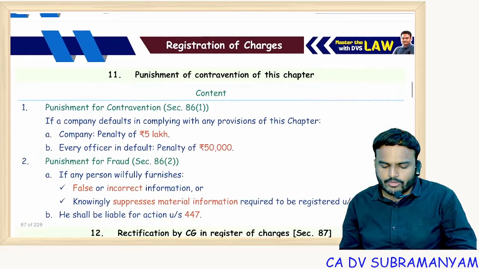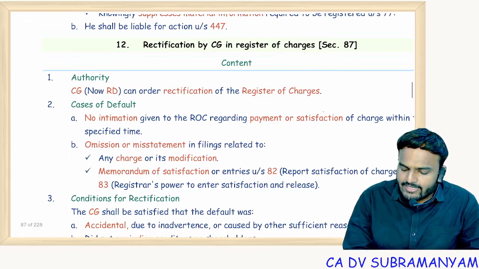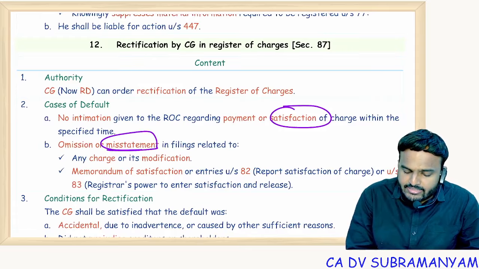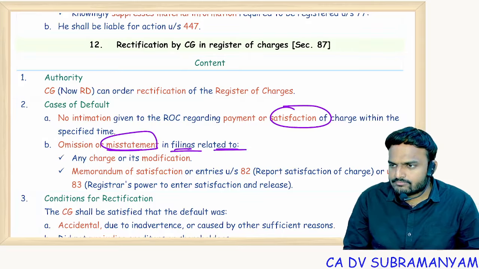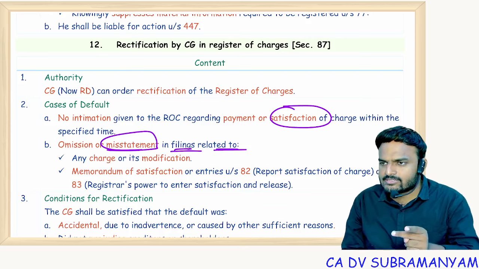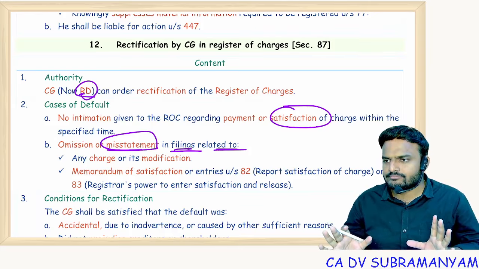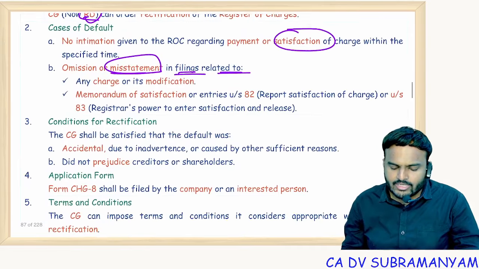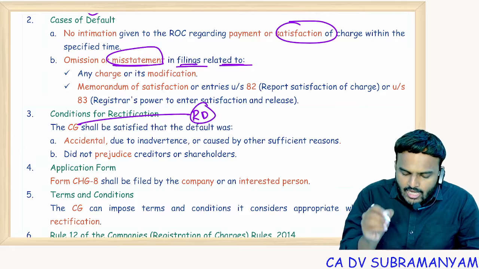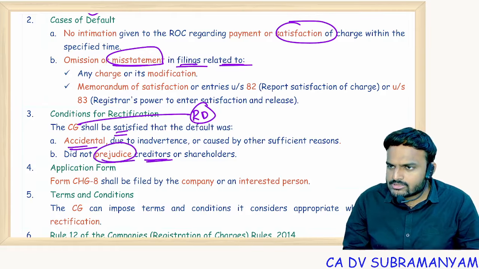Remember only 2 points. When there is a delay in filing satisfaction of charge with the ROC, and when there is a misstatement in the filings made with the ROC. These two cases: one is condonation of delay, the second one is rectification of errors. For these two things, RD prior approval is required. And CG means what? Power already delegated to RD. The RD should be satisfied that the mistake was accidental, with no negative impact on the creditors.